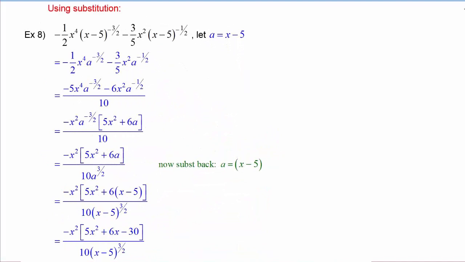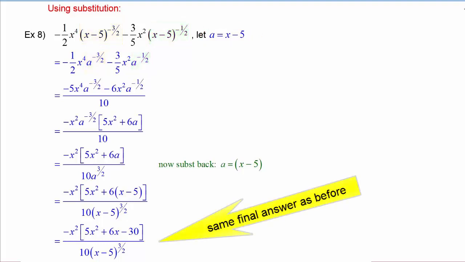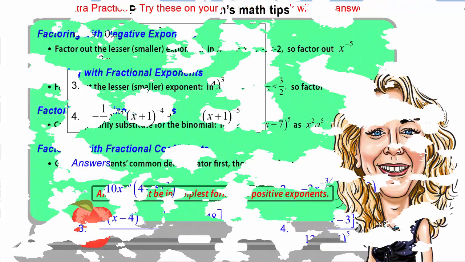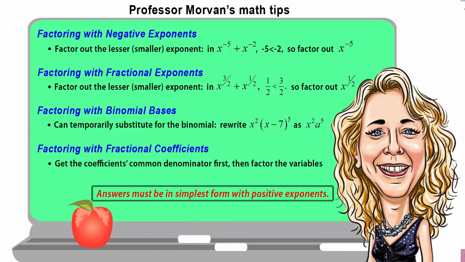And once again, we can do that temporary substitution where we let a equal x minus 5 to simplify our factoring. We find we get the same answer as before. Now for some extra practice, you can try these 4 problems on your own and then check your answers with those given here below. And here's one last look at my tips for working with these kinds of expressions.